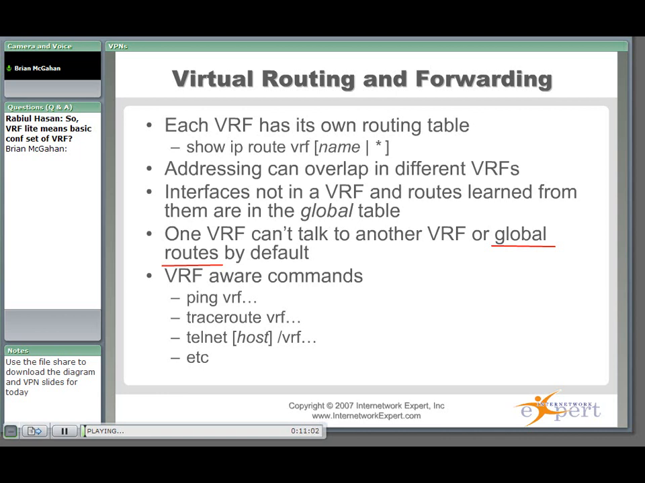On the customer side, you could do a normal ping and it would be fine because they are not participating in the VRF. Typically what we're going to see is that only the service provider network is going to participate in the VRF. It's going to be transparent to the customer end of the network.